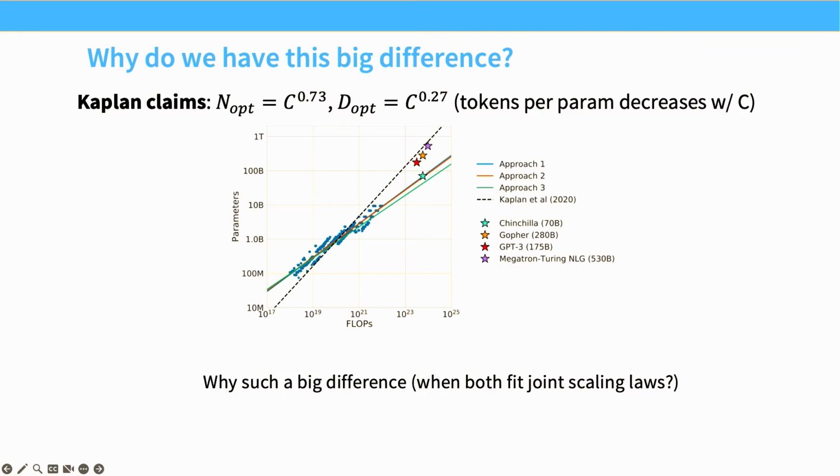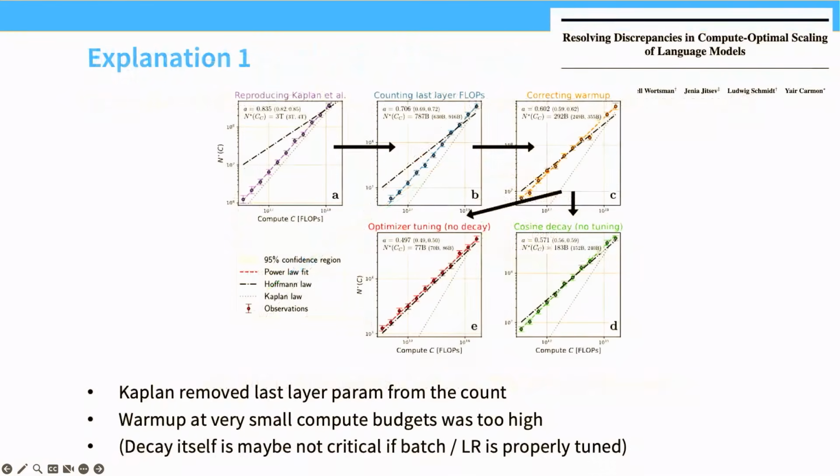Now, why is there such a big difference when they're both fitting these joint scaling laws? This is, I think, where we get into the messy realities of how scaling laws are made. Scaling laws can really change depending on the precise ways in which you're implementing them, the hyperparameter settings that you're using, and even what the x-axis is.